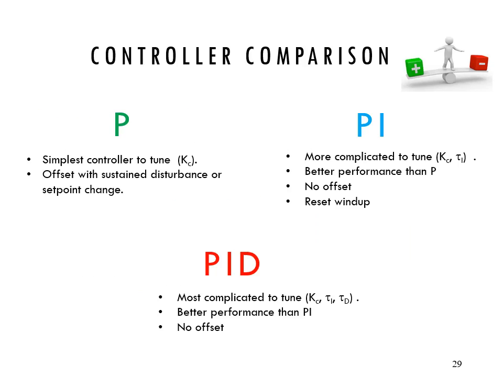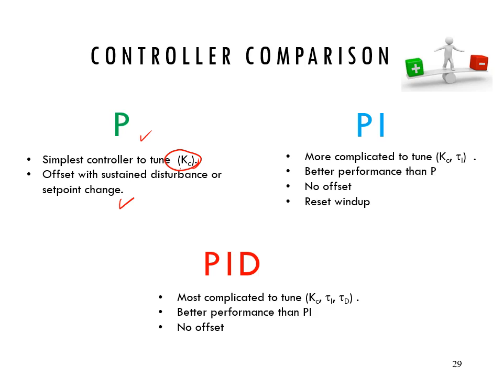The comparison between these three controller types, which are the P only controller, the PI controller, and also the PID controller. Alright, so we look at the P only controller first. This is the simplest form of the controller, and the tuning is based on the controller gain, which is Kc. This kind of controller will result in an offset when it sustains disturbance or set point change.